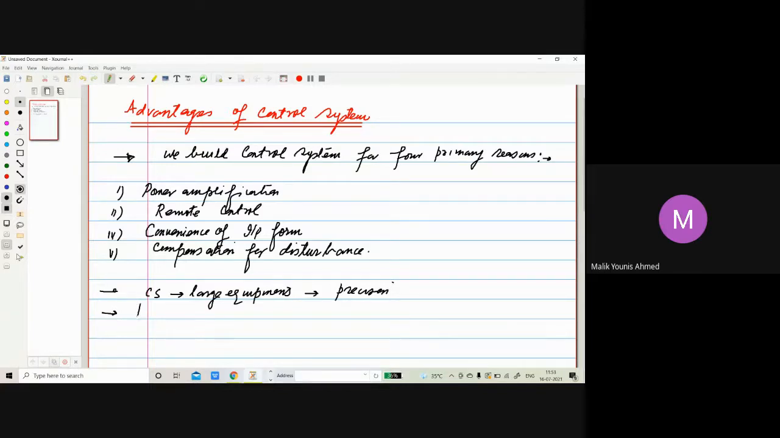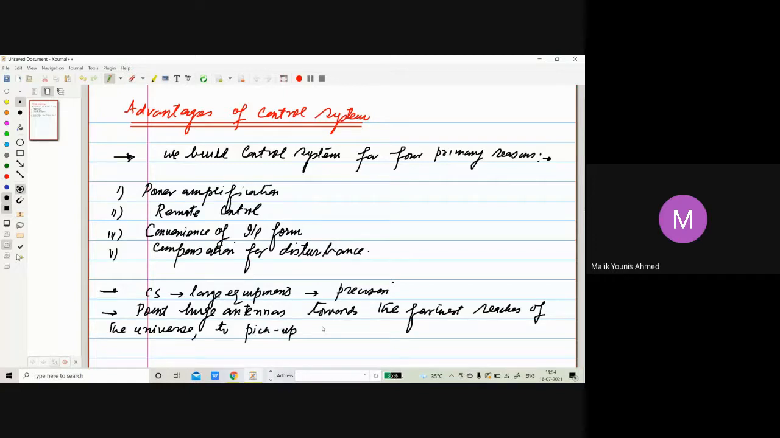We can point huge antennas toward the farthest reaches of the universe, and then also we can pick up a very faint signal, a very small signal, even a weak signal. We can pick up a faint radio signal.